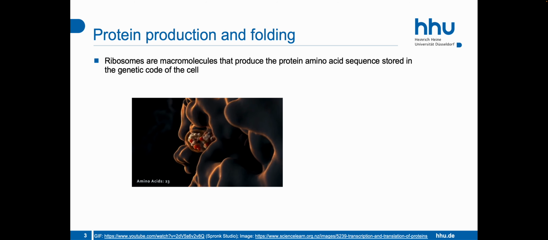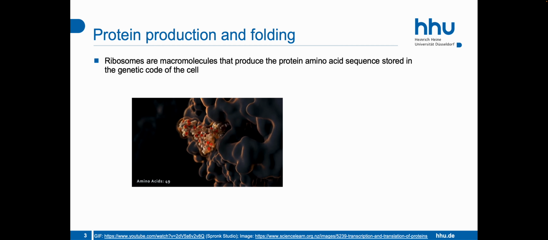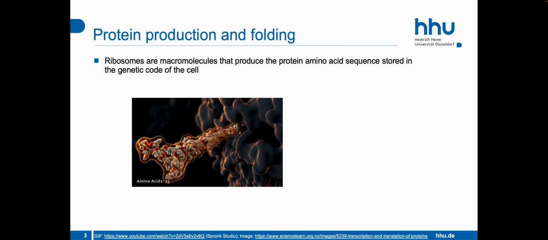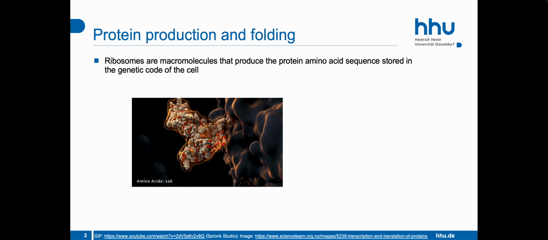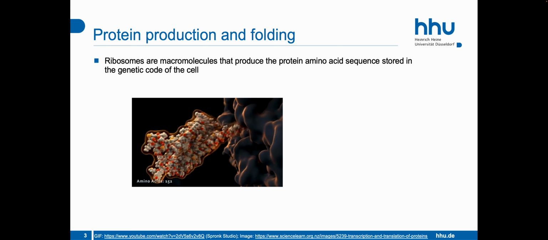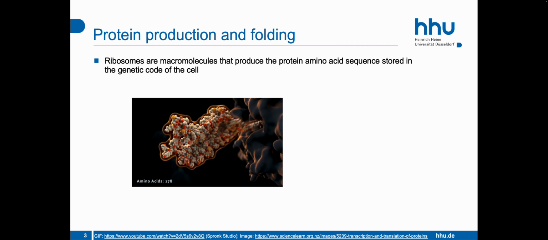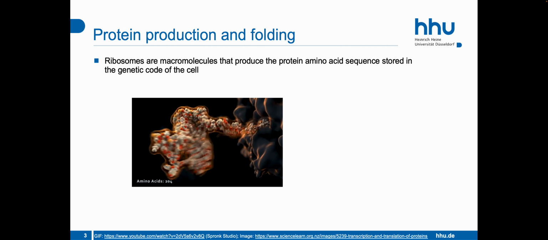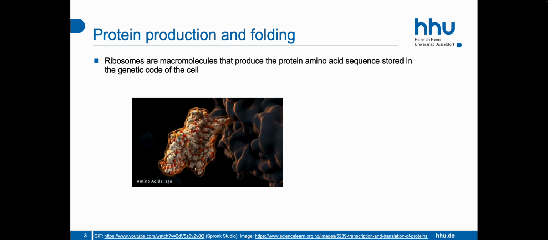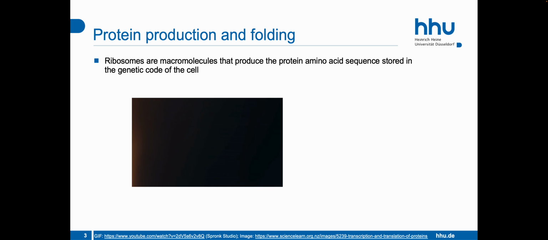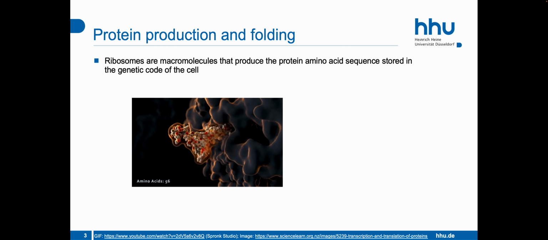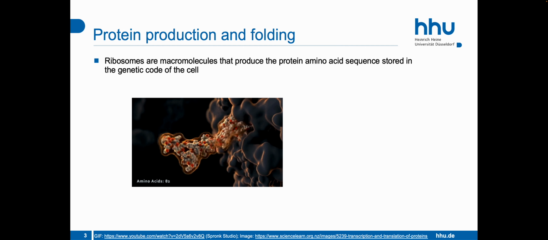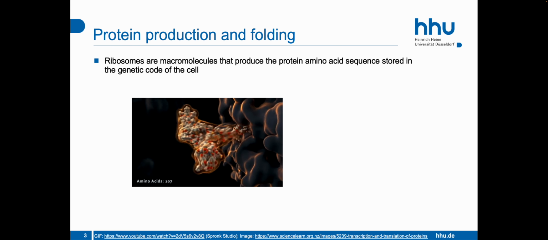To give you a better idea of how protein amino acid sequences are made, I'm showing you a nice visualization of this process from a YouTube channel called Sprong Studio. Protein amino acid sequences are produced by ribosomes, which are also large macromolecules, and you can see a ribosome here in the right border of this video. And in this video you can see the process of protein production and folding.